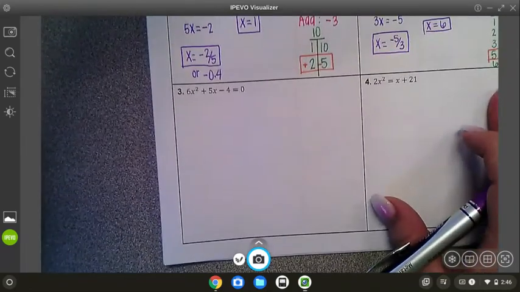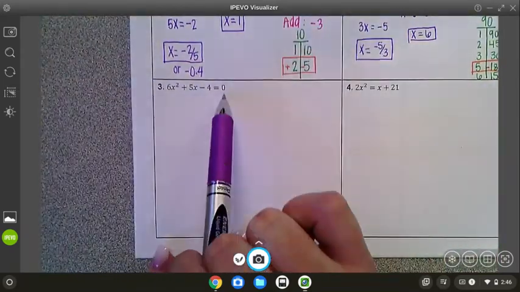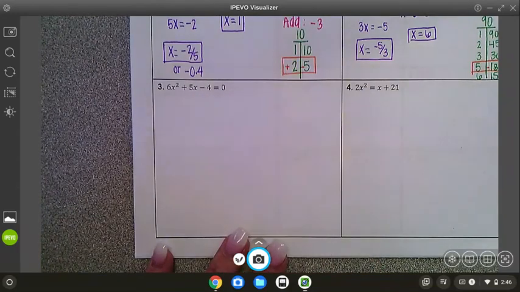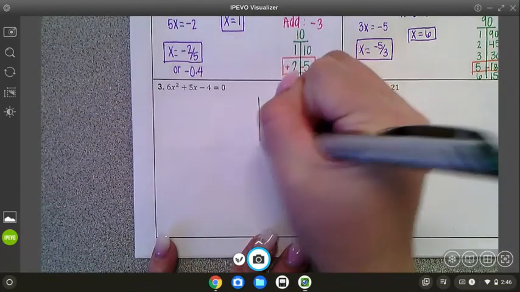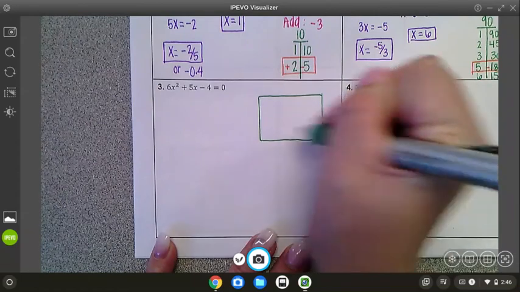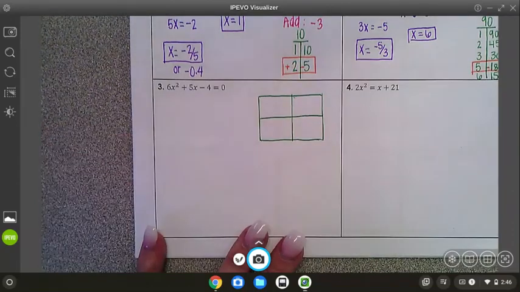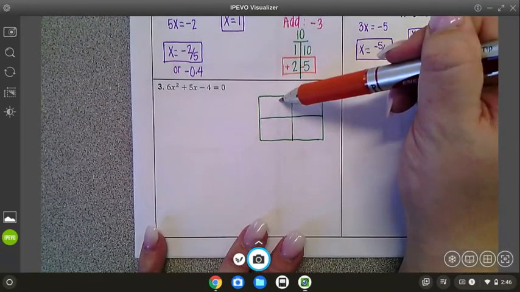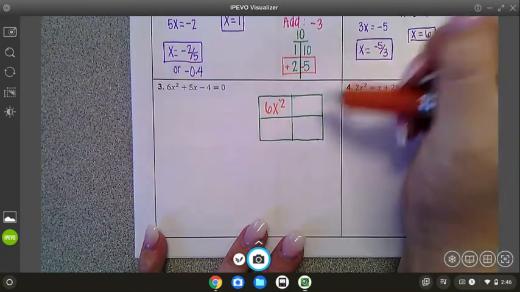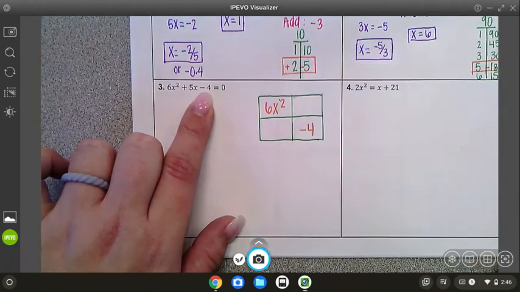Number 3, make sure it's set equal to 0. Check. Make sure there's no GCF. We don't have one. So let's go to our box. What goes in the top left? 6x squared. What goes in the bottom right? Negative 4.